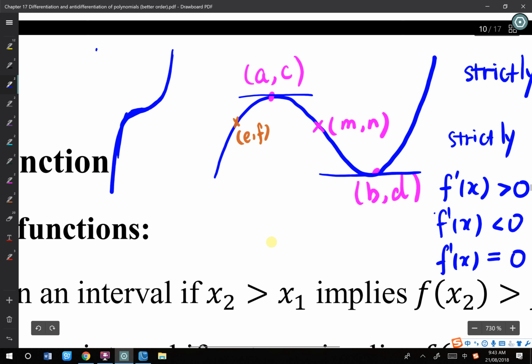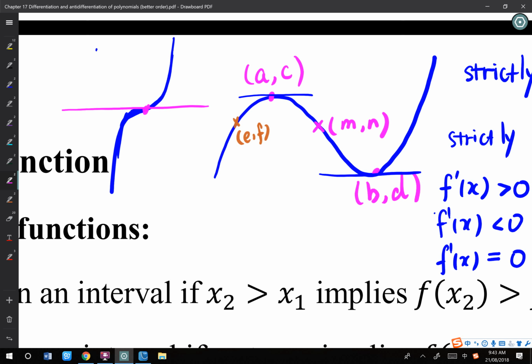This function here. What's the gradient f dash x at that point? 0, because it's a horizontal tangent like this, it is 0 as well. Do you think this function is increasing, decreasing, or part increasing, part decreasing? What kind of function is that?